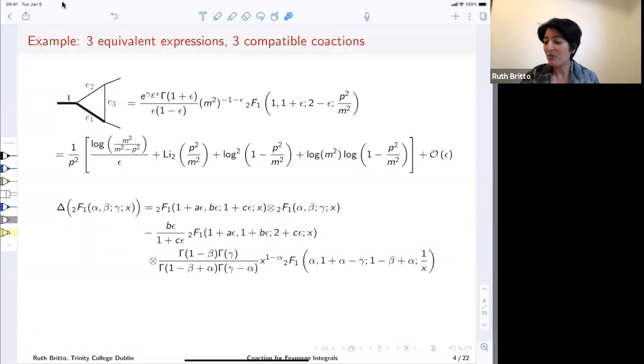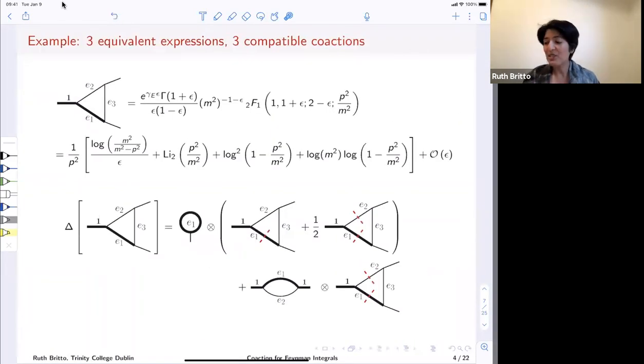So again, you have 2F1. This one is written in terms of 2 terms. We have 2F1s on both sides of this tensor product. The first claim is that these are compatible: if you take the coaction of this expression and the coaction of this expression, and then take the Laurent series expansion of the hypergeometric version, you would land on the coaction you computed here.